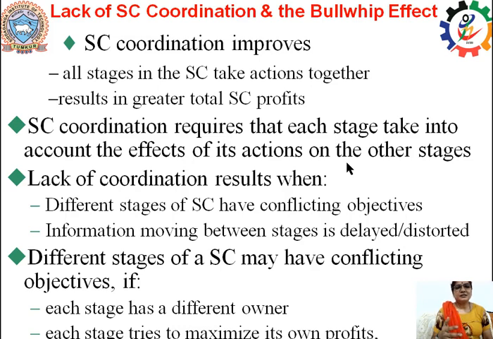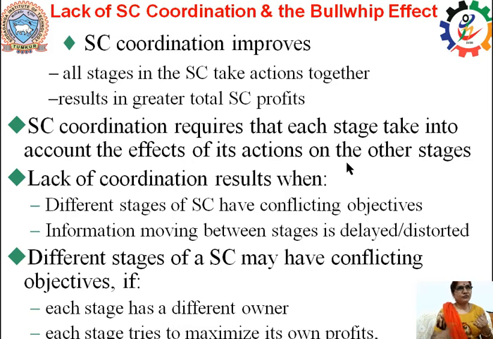So what happens if this lack of coordination develops? It results when different stages of the supply chain have conflicting objectives. Every stage owner will think only locally about maximizing his own objectives. It may have a negative impact on the other owner. This is called conflicting objectives. Also, information moving between the stages is delayed or distorted.